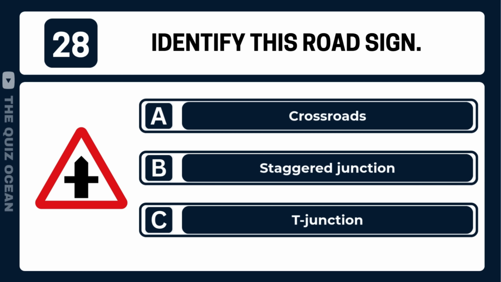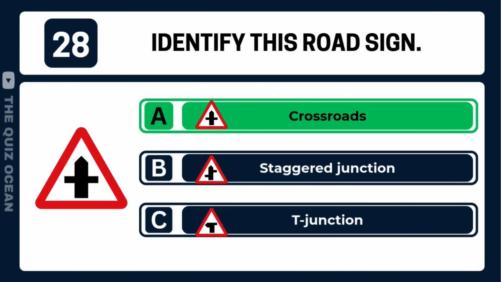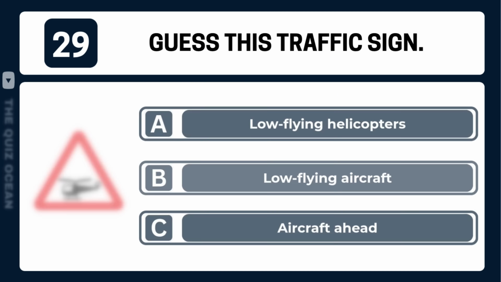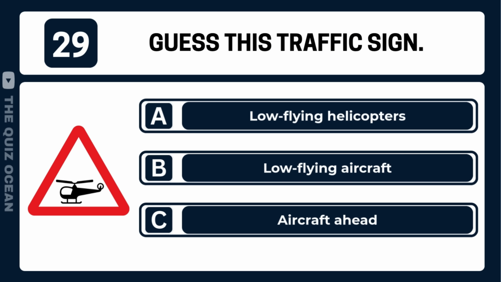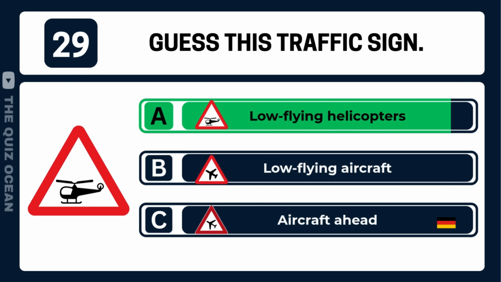Identify this road sign. Right. That is the crossroad sign. Guess this road sign. Excellent. That is the low-flying helicopter sign.